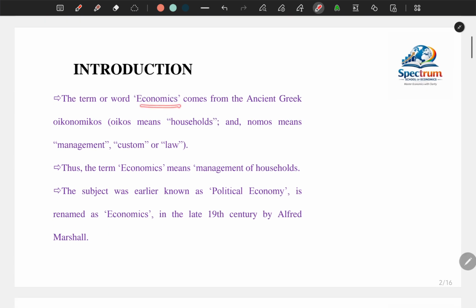The term economics came from the ancient Greek word oikonomos. It is taken from two words, oikos and nomos. Here, oikos means household, and nomos means management, customs or law. Thus, the term economics means management of household. The subject was earlier known as political economy, but in the 19th century it was renamed economics by Alfred Marshall.